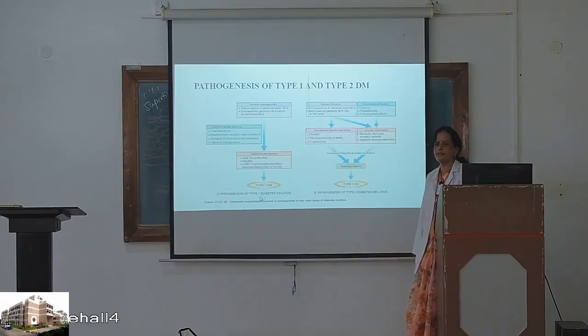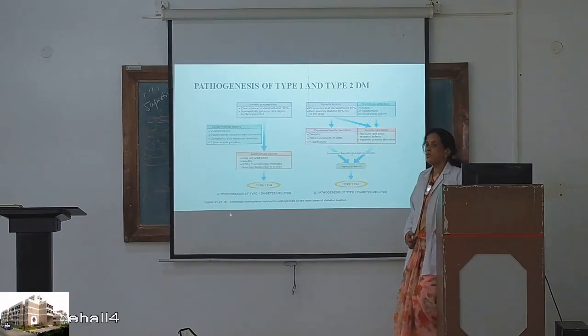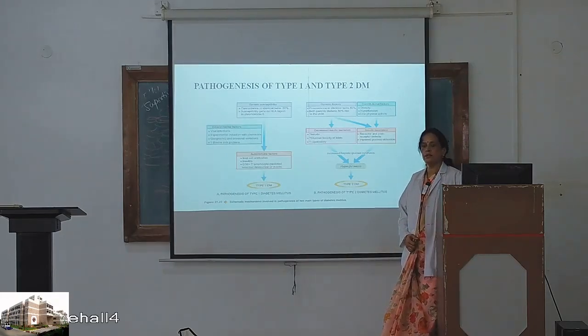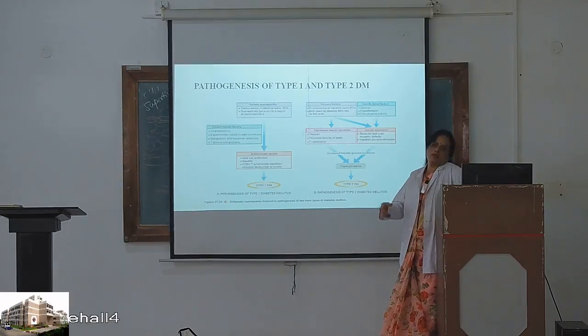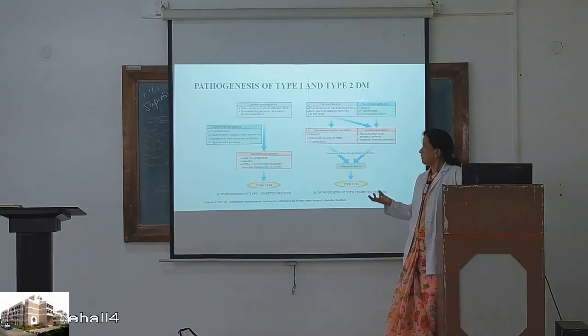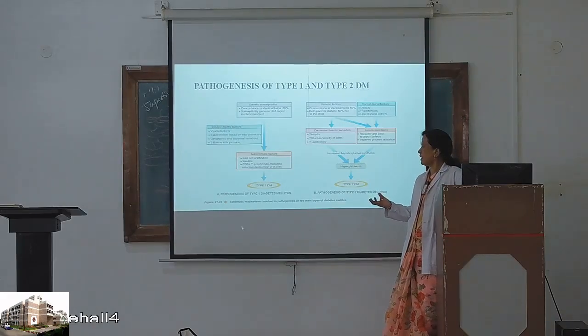So when beta cells are destroyed, there is no insulin production here. What has to be done then? We have to inject insulin. So daily the person has to take insulin to control the blood glucose level. So that is type 1.